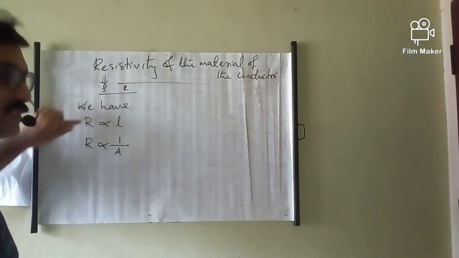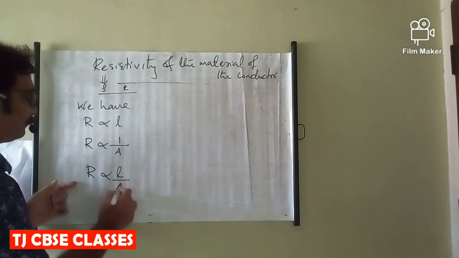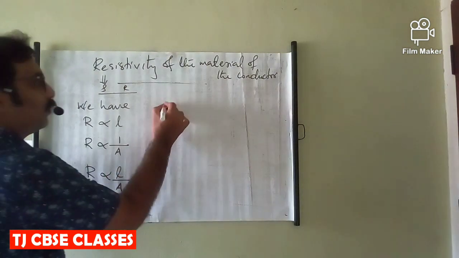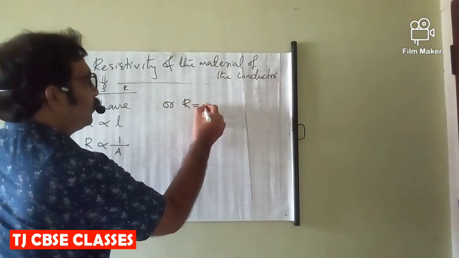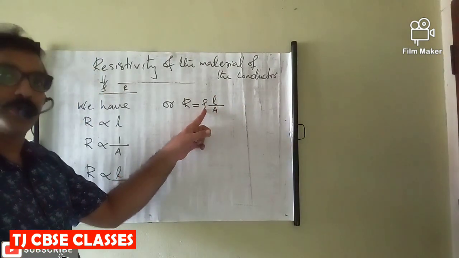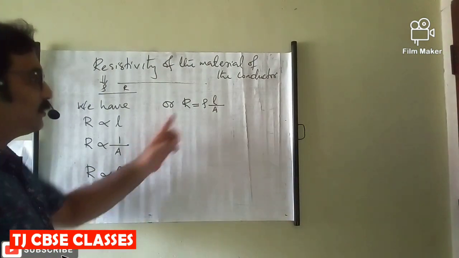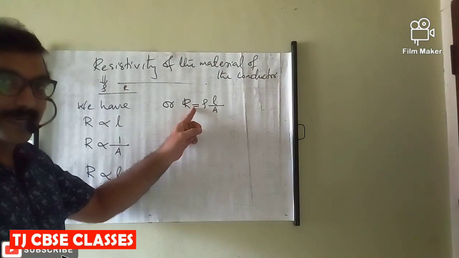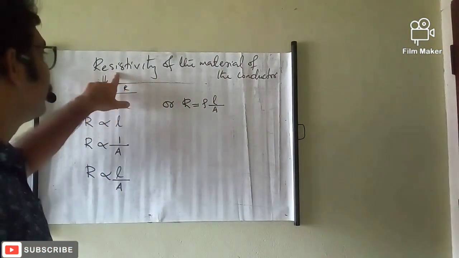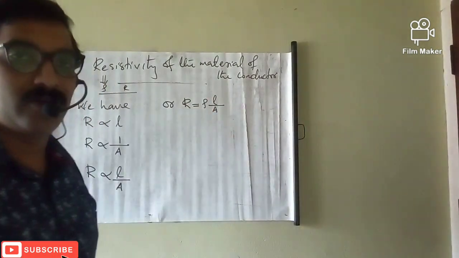Okay, then we can combine these two. R is proportional to L by A, or R is equal to rho into L by A. Here rho is the proportionality constant. This proportionality sign can be replaced by rho and an equal sign. Then R is equal to rho into L by A. Rho is called the resistivity of the material of the wire.